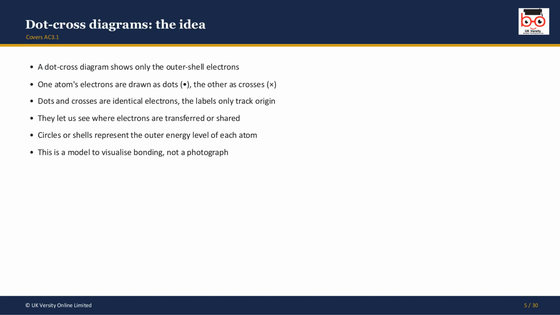Before we draw any bonds, let's understand the dot-cross diagram. It shows only the outer shell electrons, the ones that matter for bonding. We draw one atom's electrons as dots and the others as crosses, but be clear, dots and crosses are identical electrons. The labels are purely there to track where each one came from. These diagrams let us see at a glance where electrons are transferred or shared. It's a model to picture bonding, not a literal photograph of the atom.